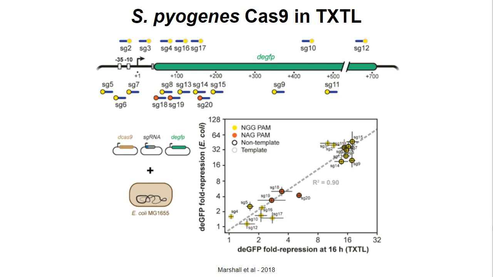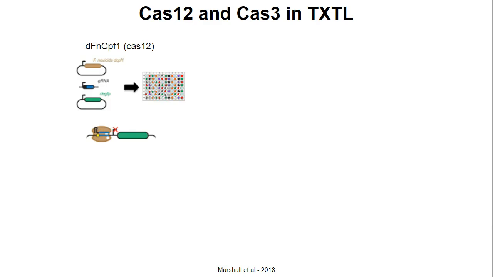We can also do that with other CRISPR enzymes. So there's the Cas3 enzyme, the Cascade set of enzymes which form this Cascade complex. Or we can look at Cas12, which is also a single protein CRISPR system. And we can do the same thing and see their efficiency in TXTL. So here's an example of Cas12. We express the Cas12 protein, we express the guide RNA that corresponds to the Cas12, and we express dGFP.